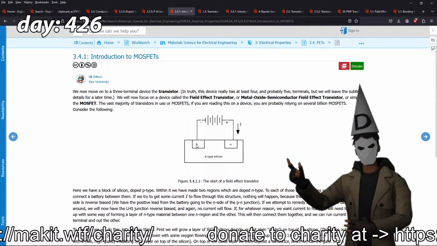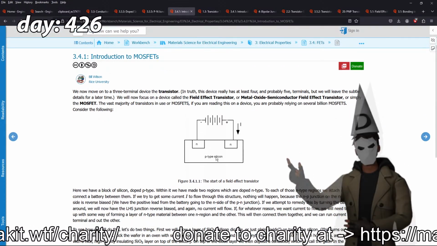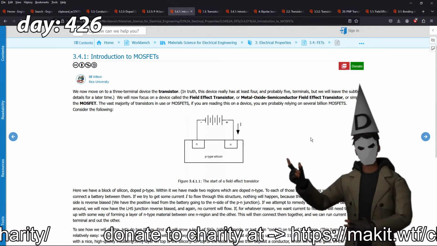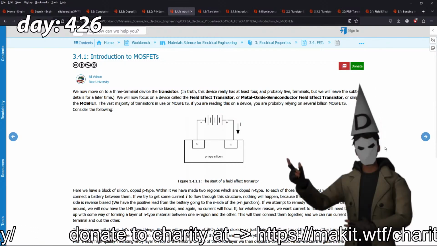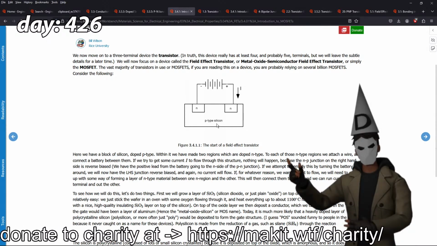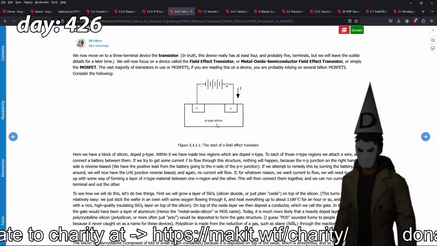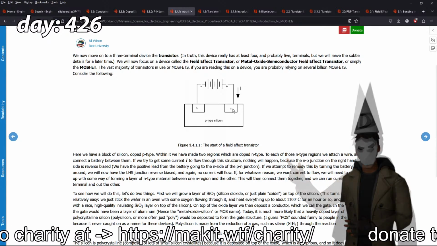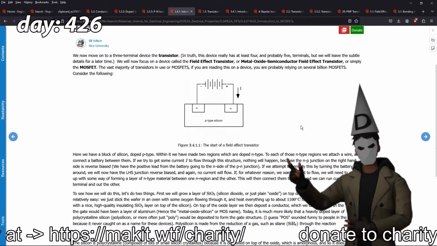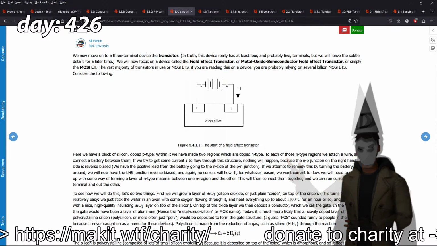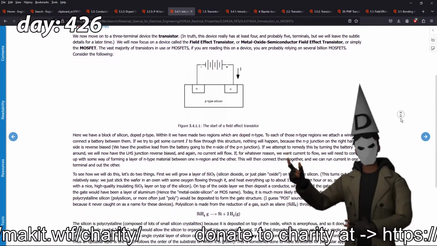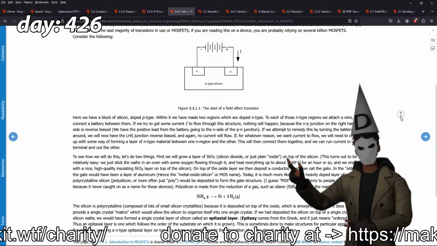Oh, well, yeah, we finally get it. Because N is the positive, and P is the negative. And right here you have a barrier. Okay, this is so simple now. We all get it, right? Easy. Cool. Okay. We have a block of silicon, doped P-type. Within it we have two regions which are doped N-type. To each of those N-type regions we attach a wire and connect a battery between them.